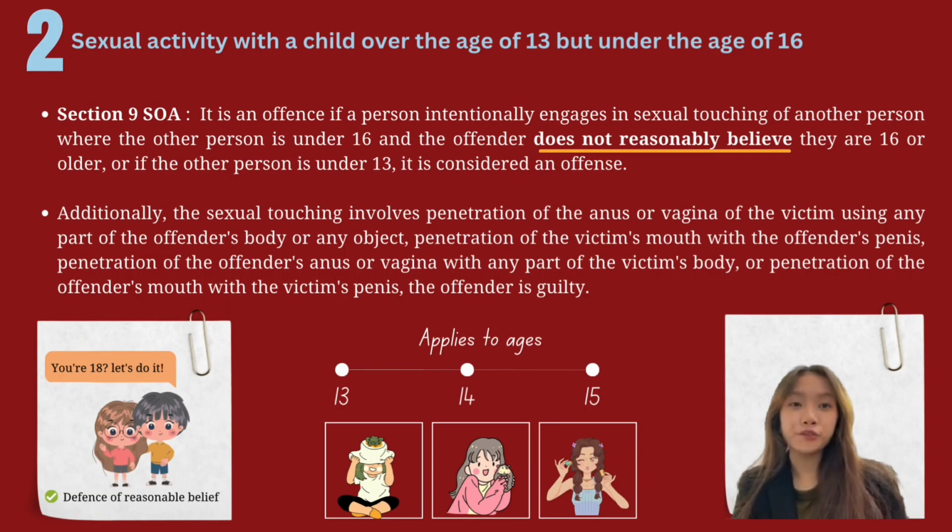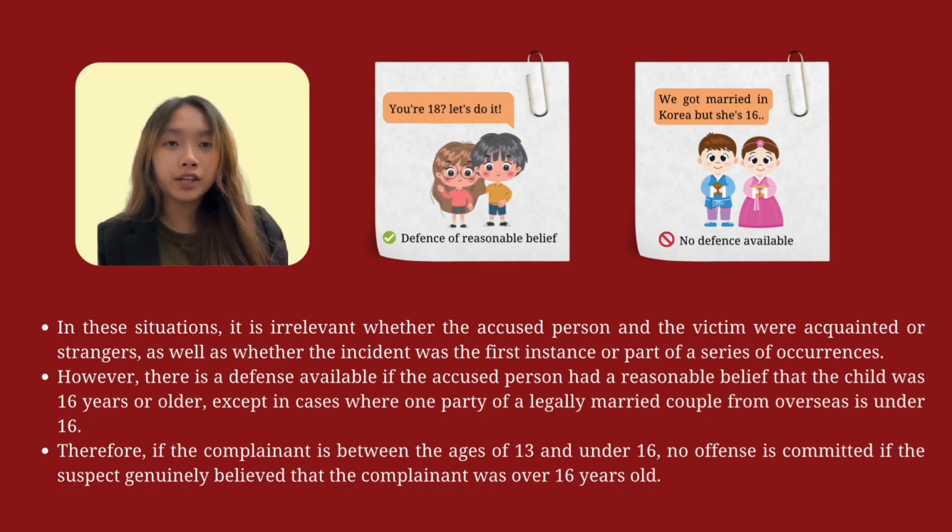The second type of statutory rape is provided under Section 9, whereby it is an offence if a person intentionally engages in sexual touching of another person where the other person is under 16, where it involves penetration of the anus or vagina of the victim using any part of the offender's body or any object, or penetration of the victim's mouth with the offender's penis, penetration of the offender's anus or vagina with any part of the victim's body, or penetration of the offender's mouth with the victim's penis. In these situations, it is irrelevant whether the accused person and the victim were acquainted or strangers, as well as whether the incident was the first instance or part of a series of occurrences.